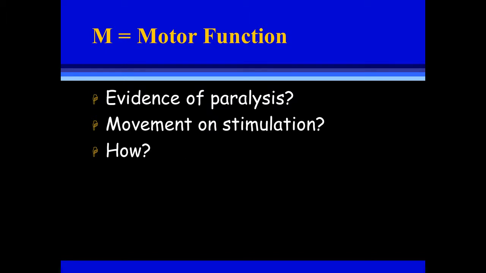Motor function: evidence of paralysis. Is there any movement on stimulation, and how do they move? Again, just to kind of gauge the level or the depth of the coma that they're in. Can anybody think of another tool that we could use to gauge the depth of the coma? What do we use on our trauma patients? GCS, yeah. So this is going through what they call DERM. It's not my preferred method. I would just do a GCS on the patient and see where they're at.